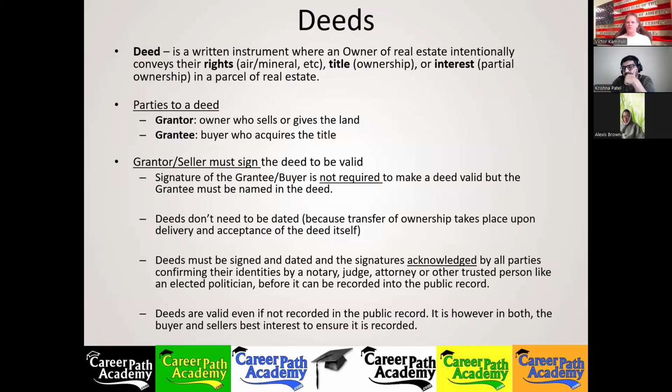The new owner records their interest as them being the owner now, and the seller records the fact that they're no longer the owner. So if somebody trips and falls on the property, they're not going to be suing the old owner who no longer has anything to do with the property. So these are valid, though, even if they're not recorded in a public record, but it's in everybody's best interest to make sure they are.